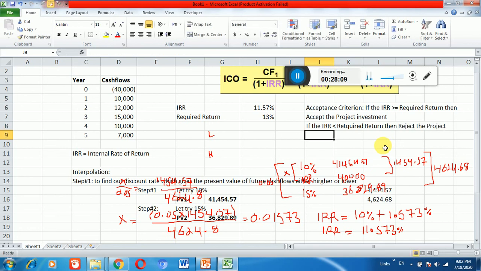In simple words, dear students, how much is the required return in this example? 13%. And how much is the IRR? That is less than the required return. So if the computed IRR of the project is greater, the project should be accepted. It means the investment should be made here. But if the IRR is lower than the required return, as it is in this situation, then you have to reject the project. It means you should not make an investment in this project.